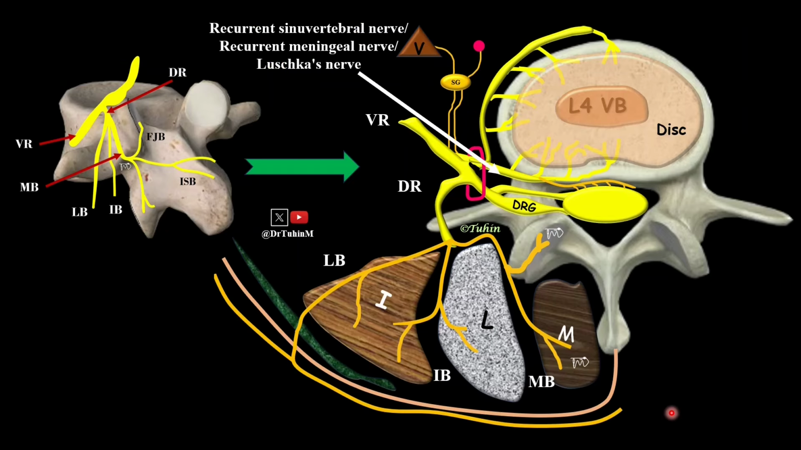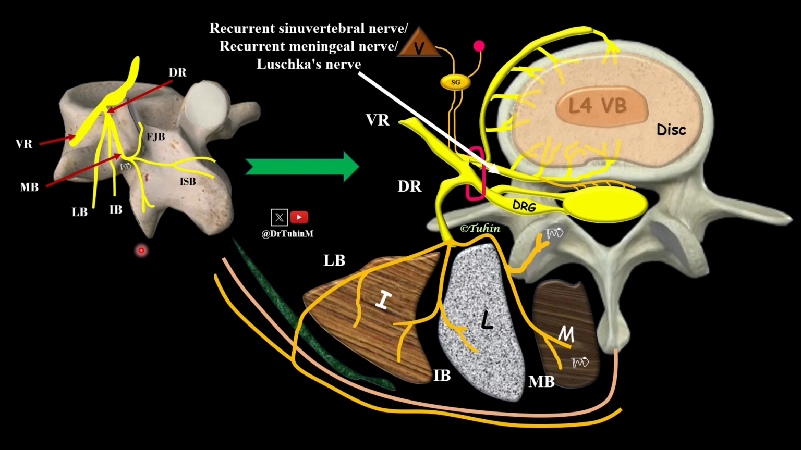As you can see here, after coming out, it is coursing on the posterior aspect and branching out in the intermuscular groove. It usually divides into a medial branch, which is also supplying the facet joint, and the lateral branch. And in the lower thoracic and the lumbar region, it has one extra intermediate branch.